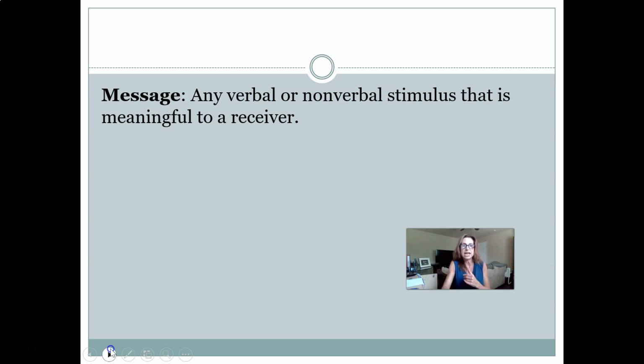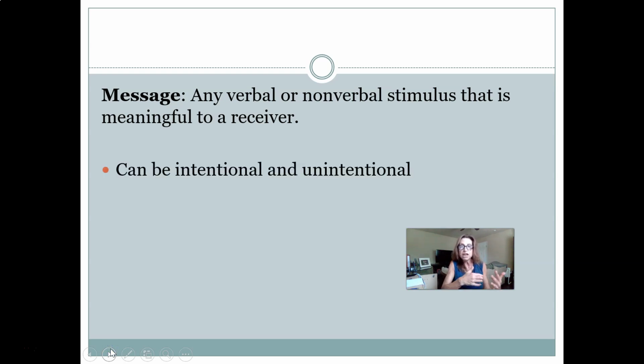You could be sending a verbal message, a nonverbal message. You could be sending a message intentionally or unintentionally. And we'll be talking about this as the semester goes along, that I might say something and I might send a message to you that you misinterpret. Or I might just look at you a certain way and I send you a message that you misinterpret. So messages can be sent intentionally and unintentionally.